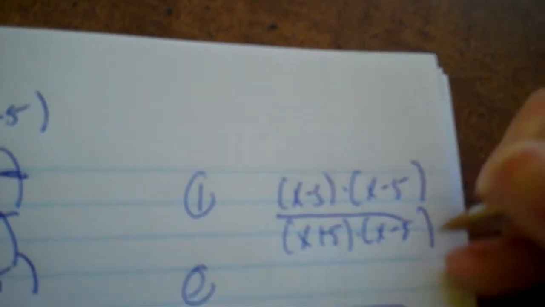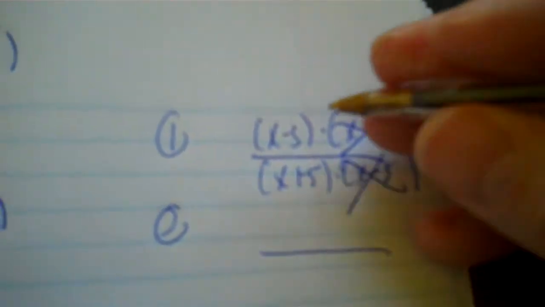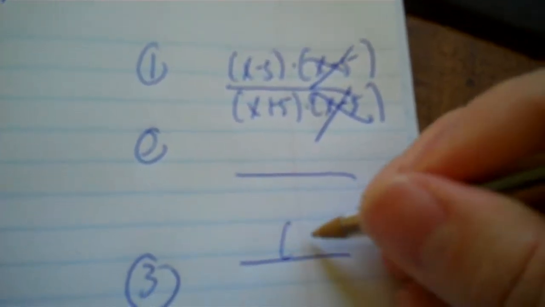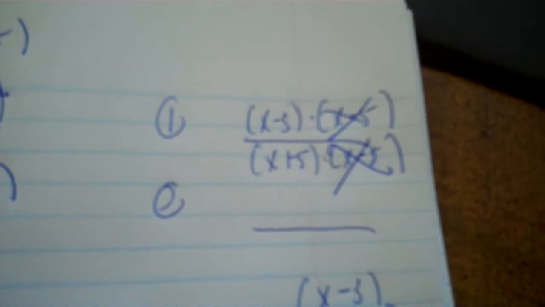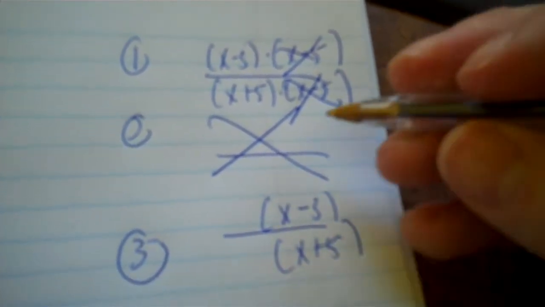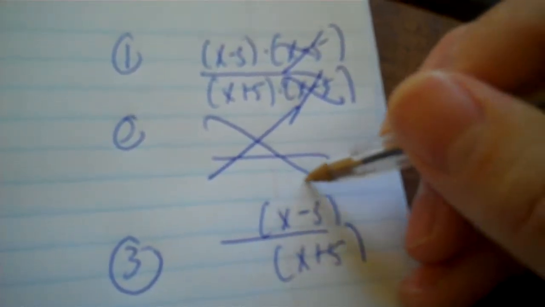Okay, so I come over here. I've got x minus 3 times x minus 5, and then I've got x plus 5 times x minus 5. Now you want to cross out parentheses that are the same, which would be the x minus 5s. So these 2 parentheses are going to be in the final answer. And you really don't have anything outside of any parentheses, so you don't have to worry about that. So that's what you have: x minus 3 over x plus 5.